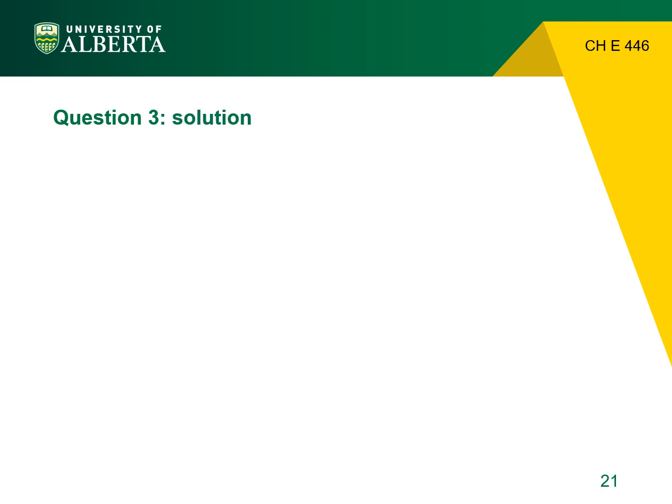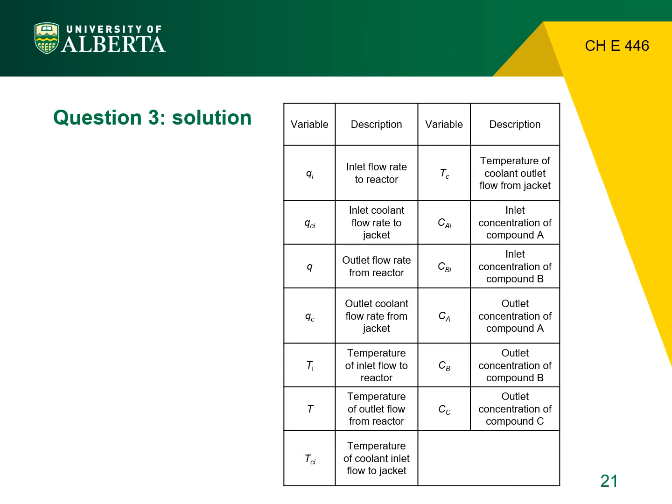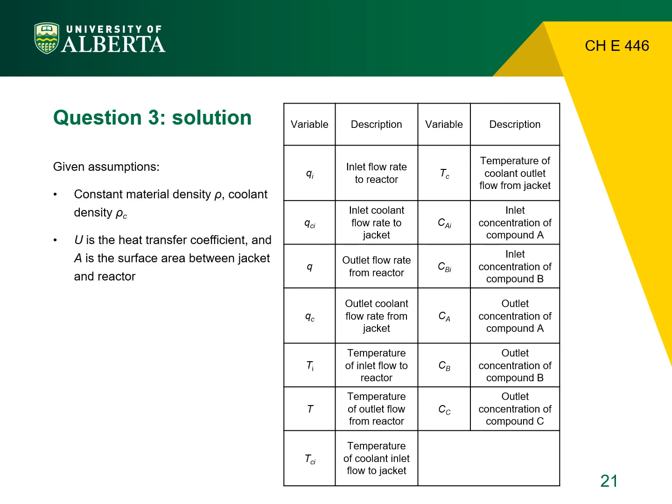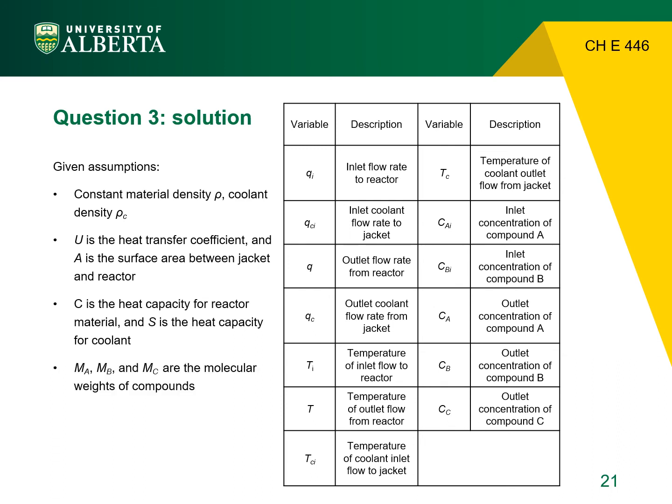Here we have a list of variables in the system, as well as the notations for the parameters subject to the assumptions made previously. Rho depicts the densities, U is the heat transfer coefficient, A is the surface area between jacket and reactor, C is the heat capacity for reactor material, and S is that of the coolant. Ma, Mb, and Mc are the molecular weights of compounds A, B, and C respectively. V is the volume of reactor material, and Vc is the volume of the jacket.